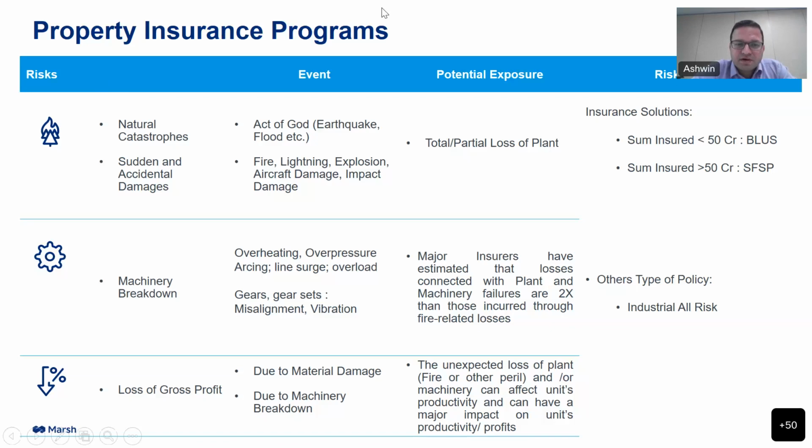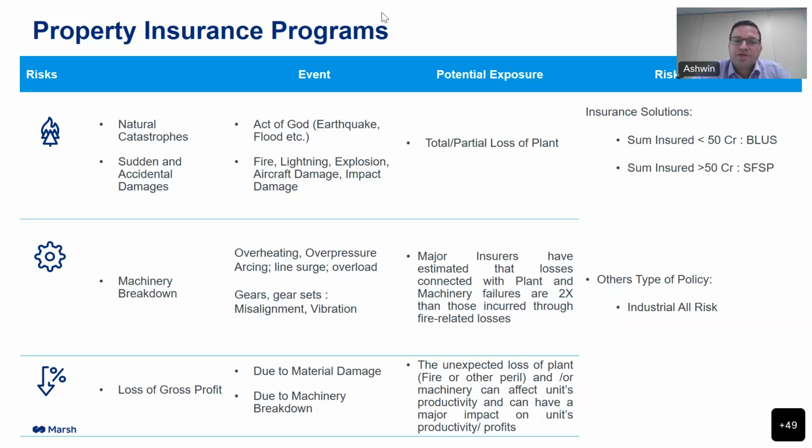And there could be several parts, like the gear parts or the machineries, which, as we know, are all operating at very high vibration and with high pressures. So there are specific products like machinery breakdown insurance, which could be bought by the clients to cover their important or critical machineries, or even all types of machinery. Like there could be air conditioning plants, so machinery breakdown could be bought for those too.